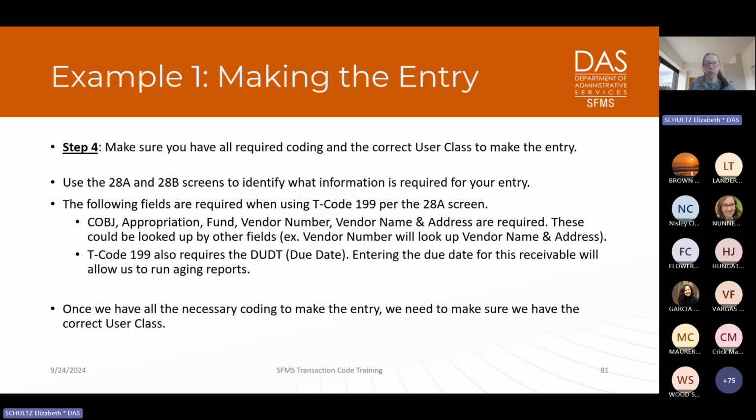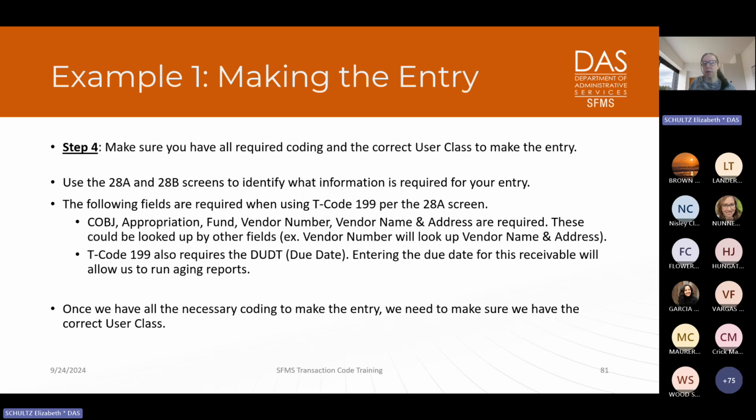So we found our T-code 199. And now we need to prepare our input entry. We want to make sure we have all the required coding, the correct user class. So we'll look at that T-code 199, the 28A and B screens, make sure we've got all the information that's needed. Per the 28A screen, for T-code 199, we'll need to enter a comp object, or if your agency uses agency objects, you can enter an agency object to look up that comp object. We need an appropriation or fund. Often those are just on the PCA, so you're not manually entering the appropriation fund, you're entering a PCA that's going to look up those fields.